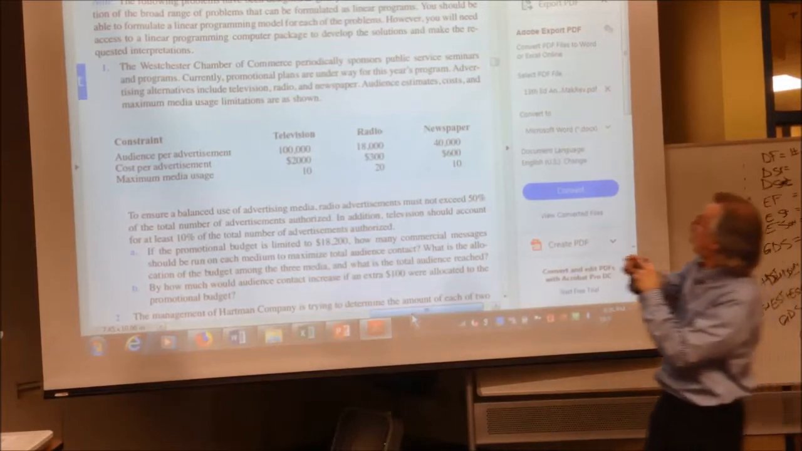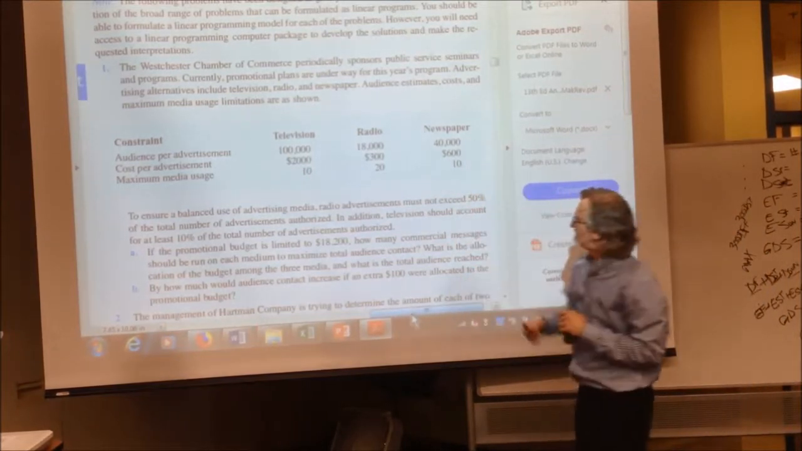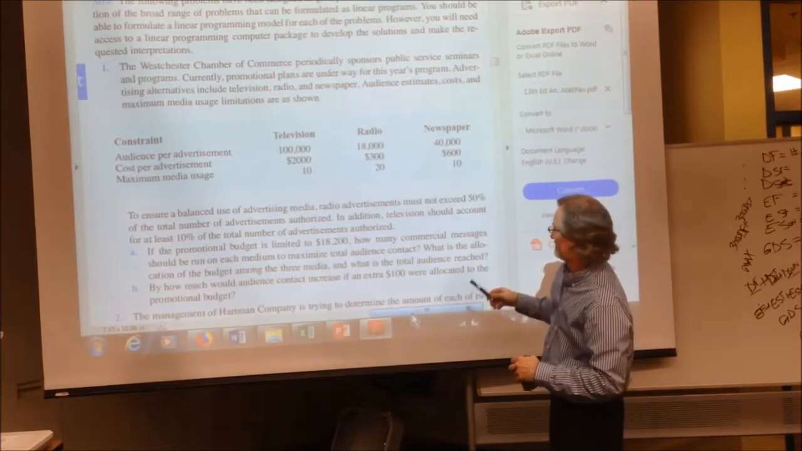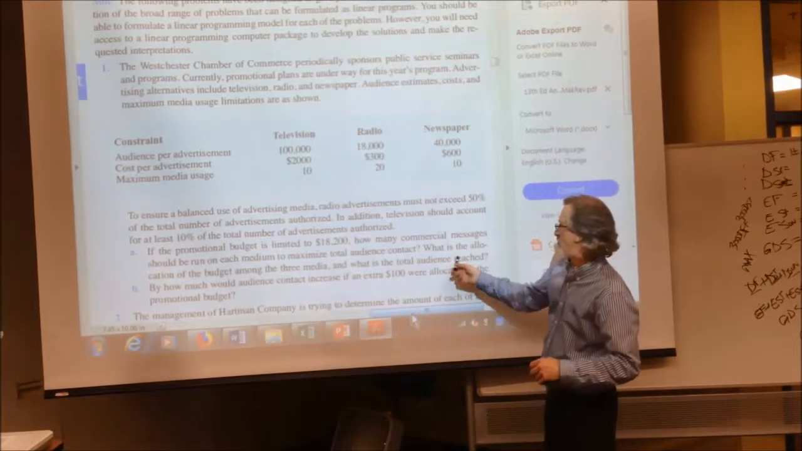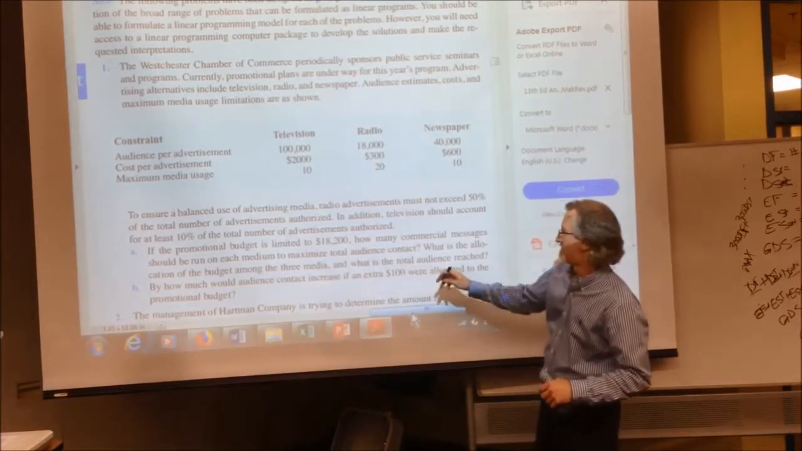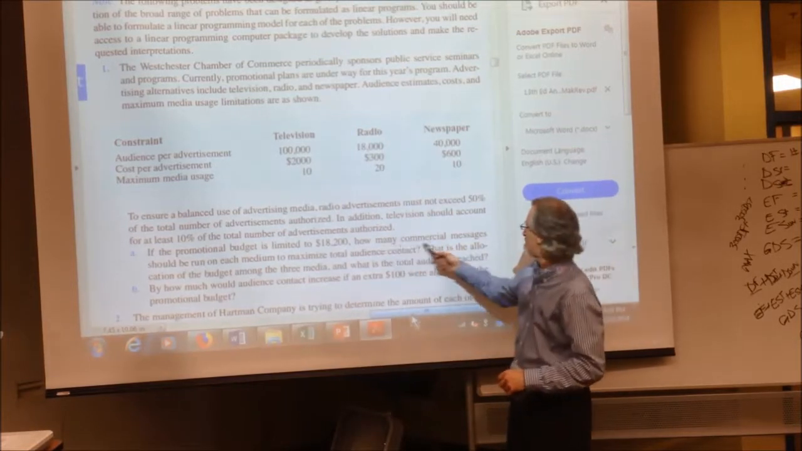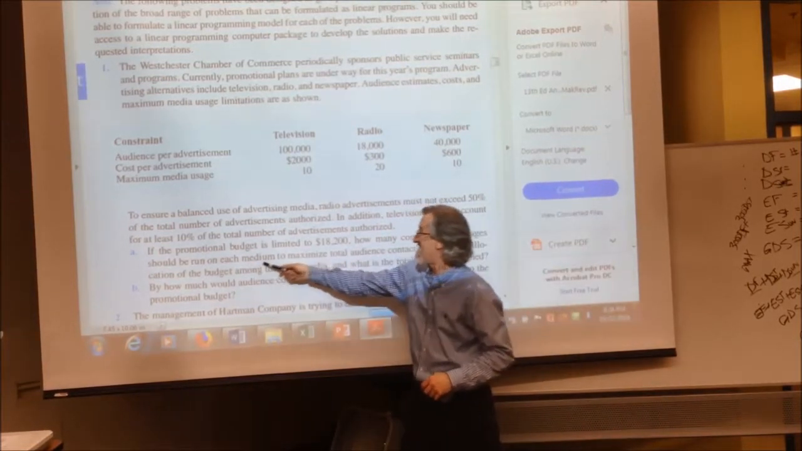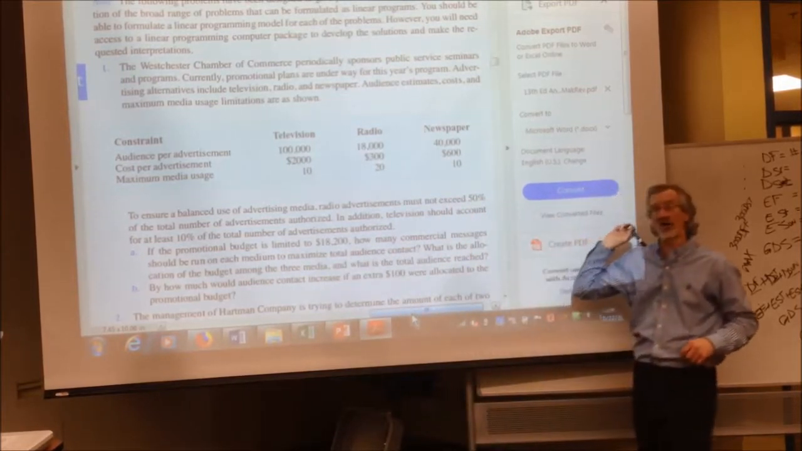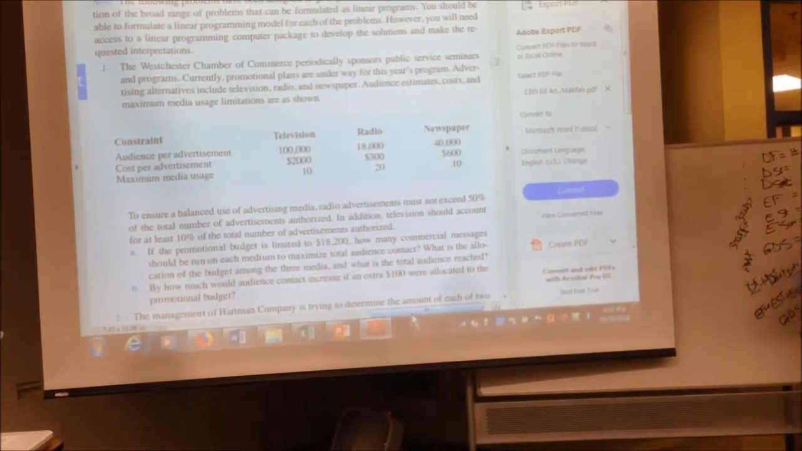Is that what it says? We've got to go here. What is the allocation of the budget? No. Here we go. How many commercial messages should be run on each medium to maximize total audience contact? Look at the choices. How many variables? 6. I hear 6. I hear 3.